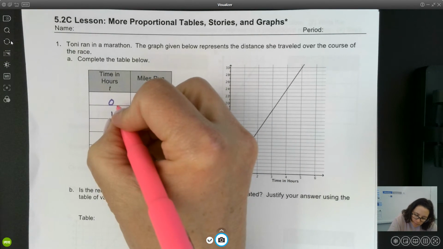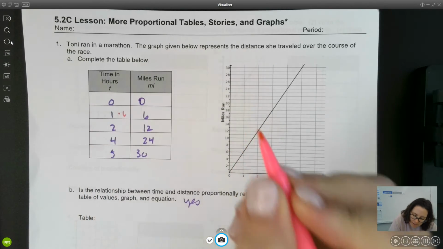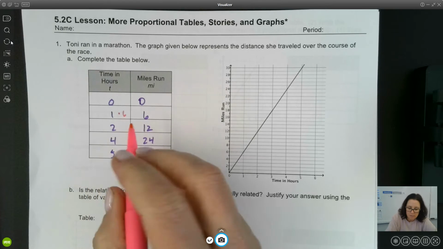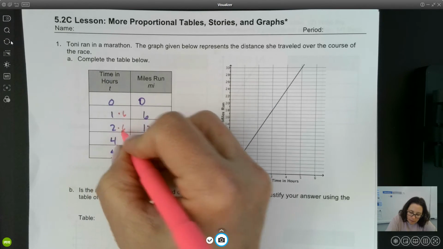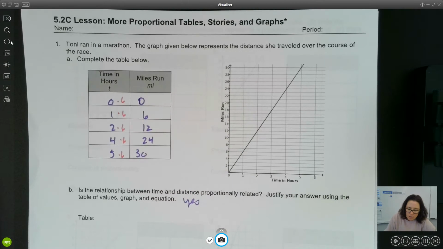I always look at this 1 first, and then I see if I can write that pink 6 on all of them. And yes, I can. 0 times anything is 0. All right, this guy, straight line through the origin, linear through the origin.